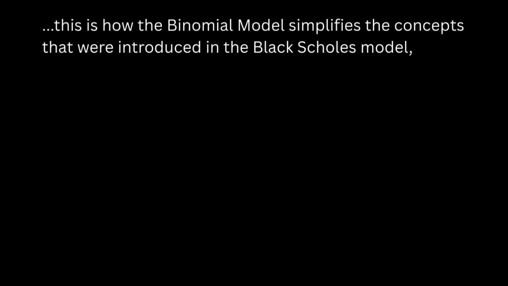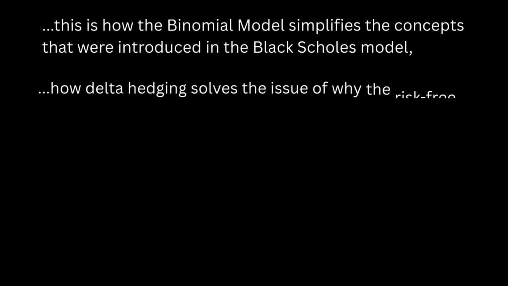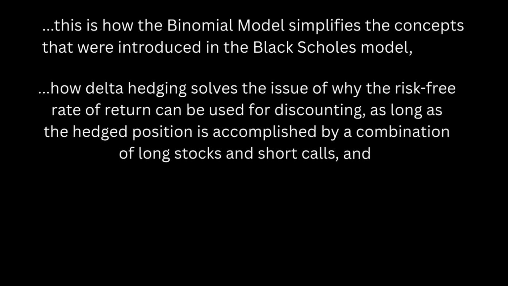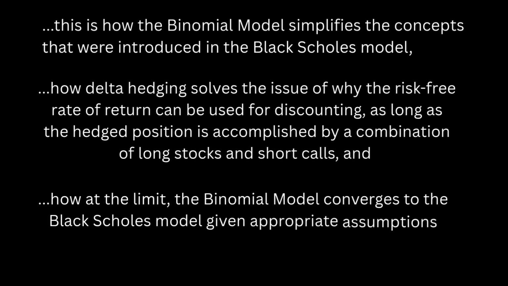So there you go. This is how the binomial model simplifies the concepts that were introduced in the Black-Scholes model. How delta hedging solves the issue of why the risk-free rate of return can be used for discounting, as long as the hedge position is accomplished by a combination of long stocks and short calls, and how, at the limit, the binomial model converges to the Black-Scholes model given appropriate assumptions, especially since we're moving from a discrete model under the binomial to a continuous distribution under Black-Scholes.